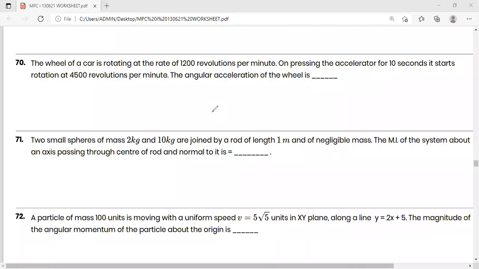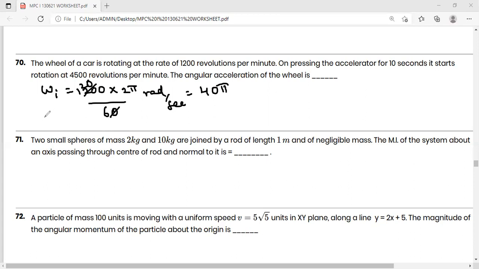Question number 70. The wheel of a car is rotating at the rate of 1200 revolutions per minute. So initially the angular velocity is given as 1200 revolutions per minute. Better you write in terms of radian per second, so one revolution means 2 pi radian by 60 seconds for 1 minute. Then how much will it be? 1200 by 60 is 20, so that will be 20 into 2 pi. 40 pi is the initial angular velocity.